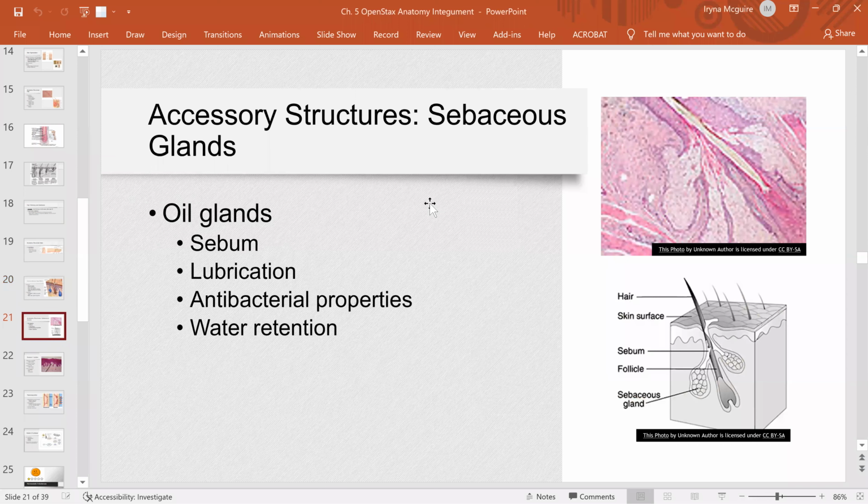You also have sebaceous glands that are oil glands. They secrete sebum. And sebum is used for lubrication. It has antibacterial properties and helps your skin to retain water. And sebaceous glands, right here, you can see them, are associated with the hair follicles. All right, so on histology slide, here our sebaceous gland, right there and right there. And this is hair. This kind of yellow structure is growing inside hair follicle.